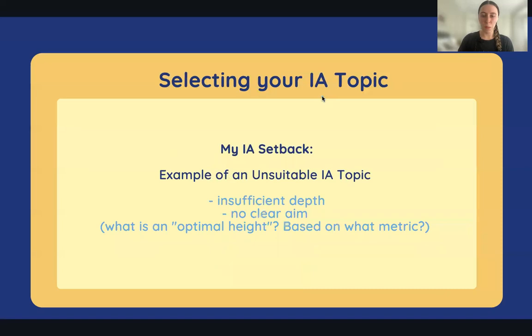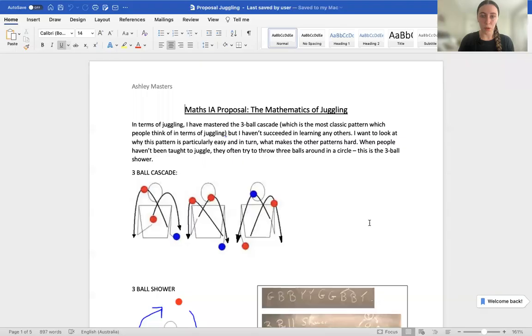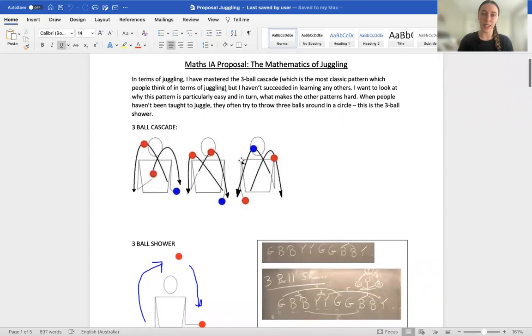So the main issues with it were that there was insufficient depth, so I wouldn't have been able to make enough content out of the IA, and there was also no clear aim. So I'll just share my proposal with you now. This was my initial proposal for the mathematics of juggling.